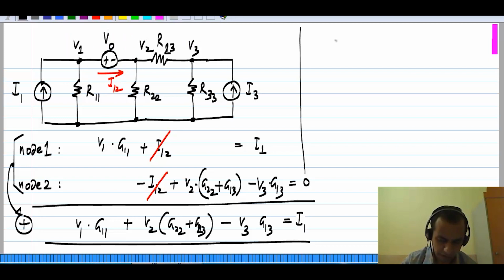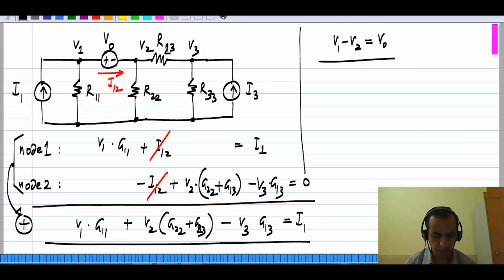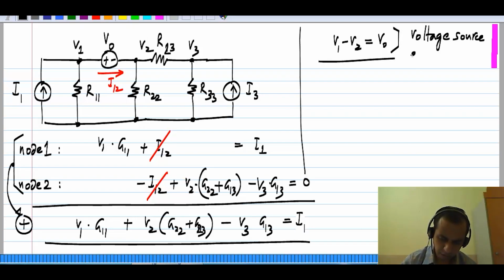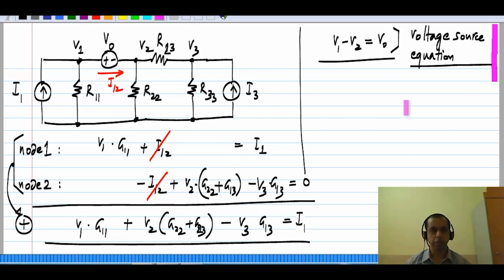On the other hand, I also know that this V0 will constrain V1 and V2. Okay, that means that V1 minus V2 equals V0. Okay, so I have this voltage source equation in place of the missing equation.